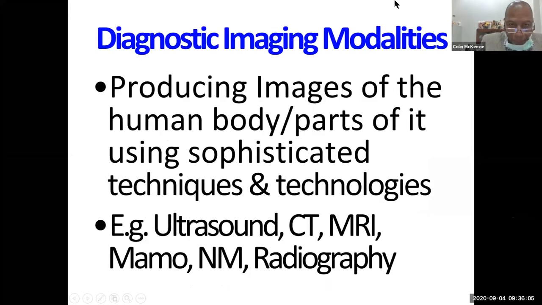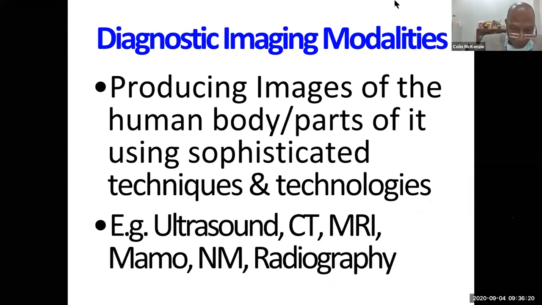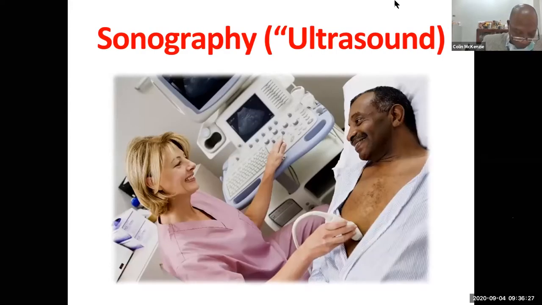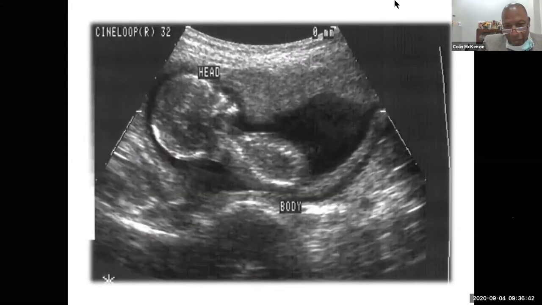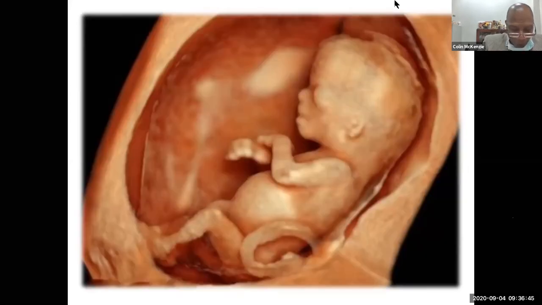And the question now is, what is diagnostic imaging? I'm going to break it down so you understand. This is producing images of the human body or parts of it using sophisticated techniques and technology. Examples are ultrasound, CT, MRI, mammography, nuclear medicine, and radiography. All right, let's break these down as we go along. Sonography, that's a picture of a sonographer doing a sonogram. And this is actually doing images of parts of the body using ultrasound. And that's what the picture looks like, all right? And it is now advanced. And we can look like that, all right?